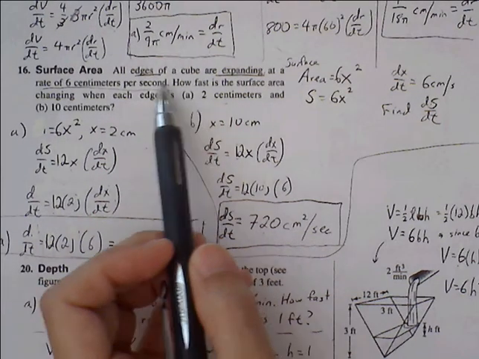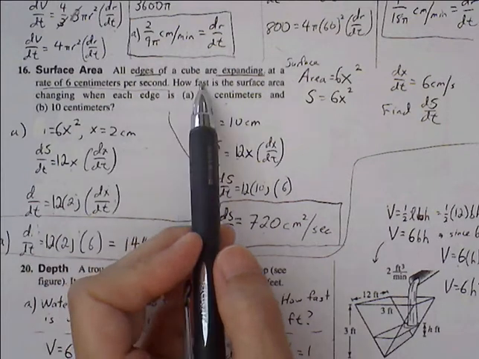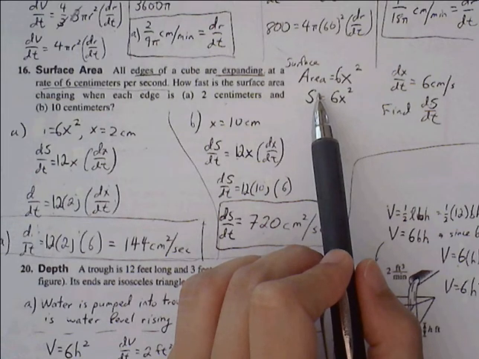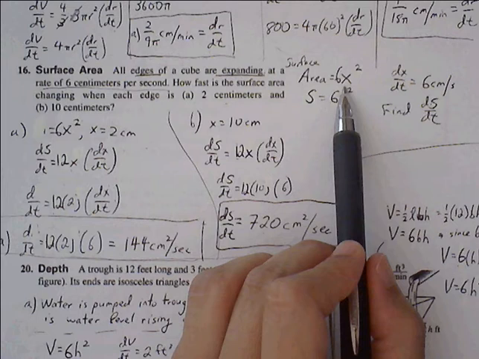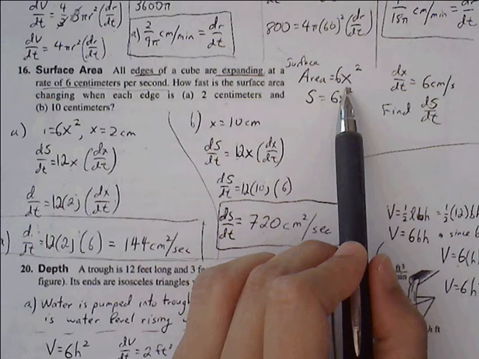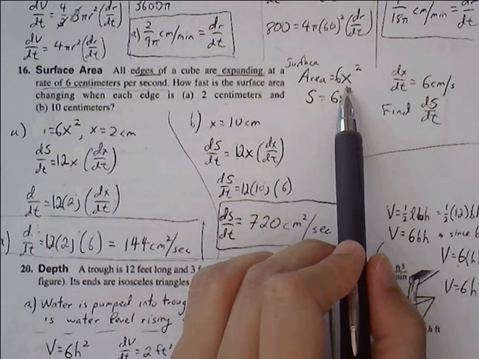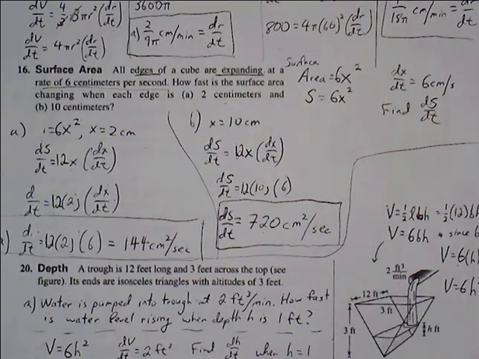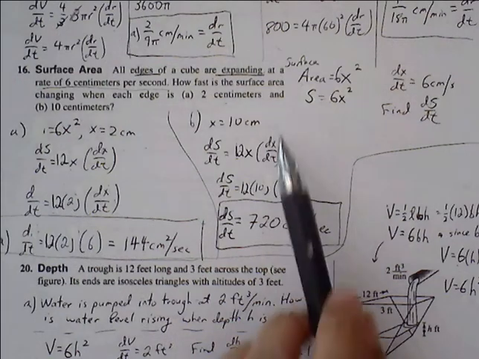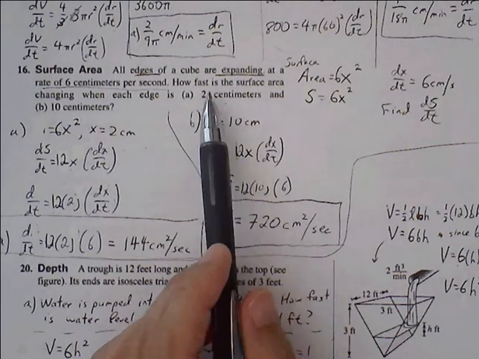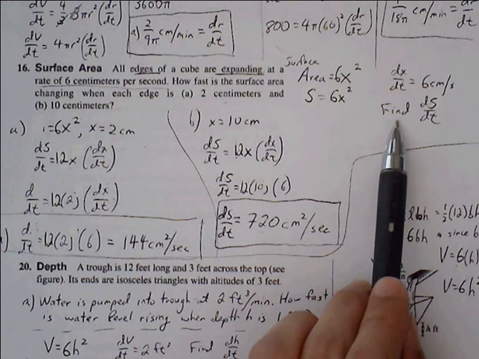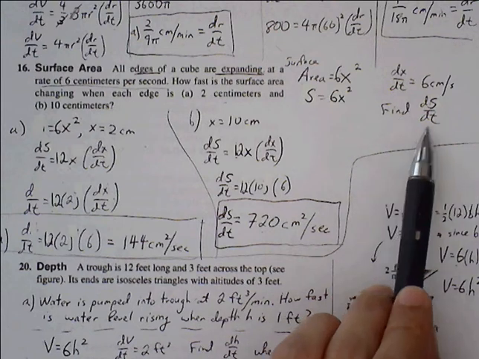So we're dealing with the surface area of a cube. We know a cube has 6 sides, and each side has an area of x squared, or length squared. If we have 6 faces for a cube, and each face has an area of x squared, if we add them all together, we're going to get 6x squared. So that's the surface area of our cube, and that's our starting point. How fast is the surface area changing? We're looking for the rate of change of surface area with respect to time. So dS/dt is what we're looking for.